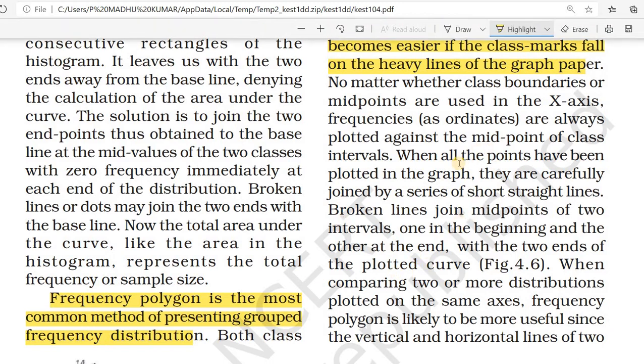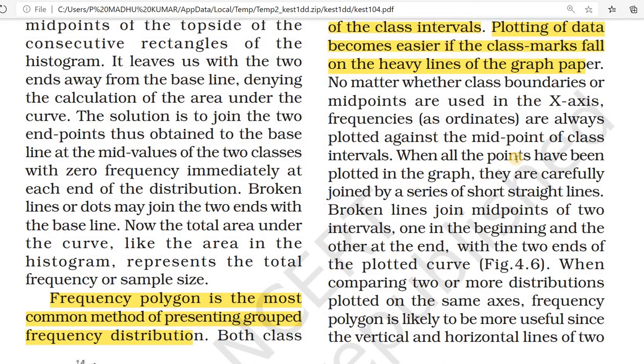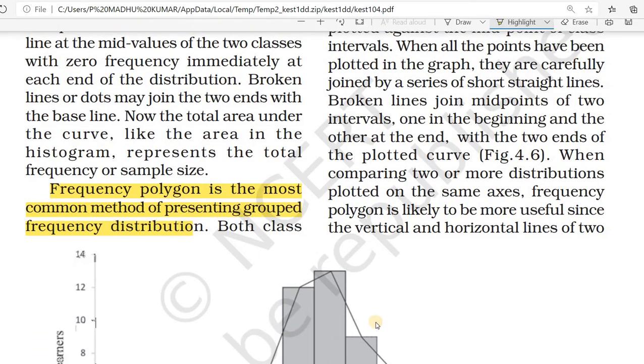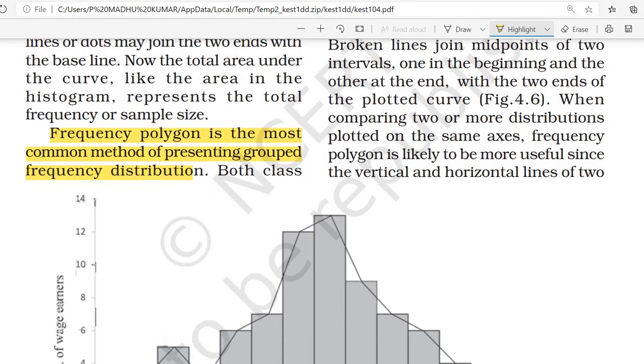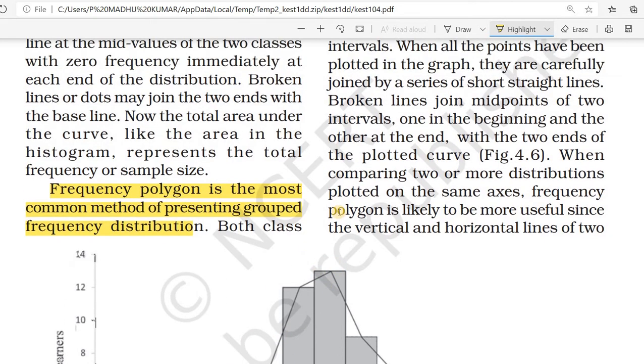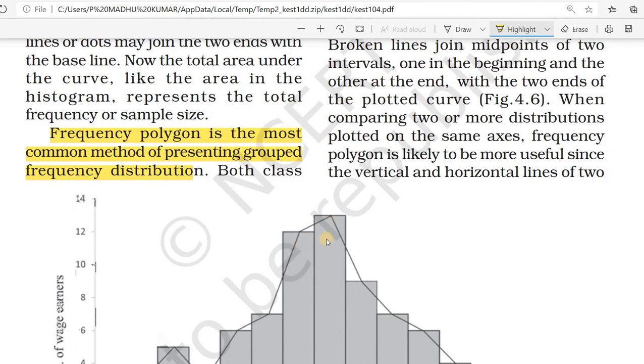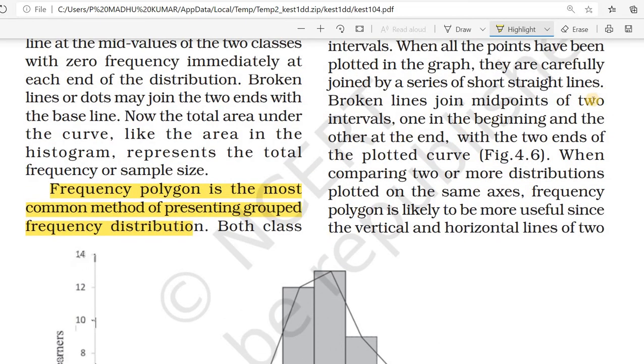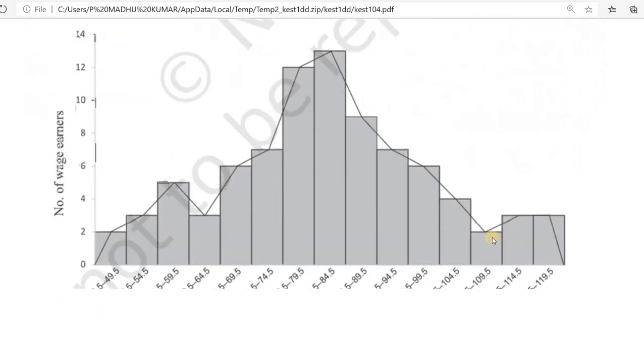Then what is a frequency polygon? Midpoints are used in this frequency polygon. When all the points have been plotted in the graph, they are carefully joined by a series of short straight lines. Okay, we will mark all the midpoints and join these midpoints carefully. The broken line joins the midpoints of two intervals, one in the beginning and the other in the end.